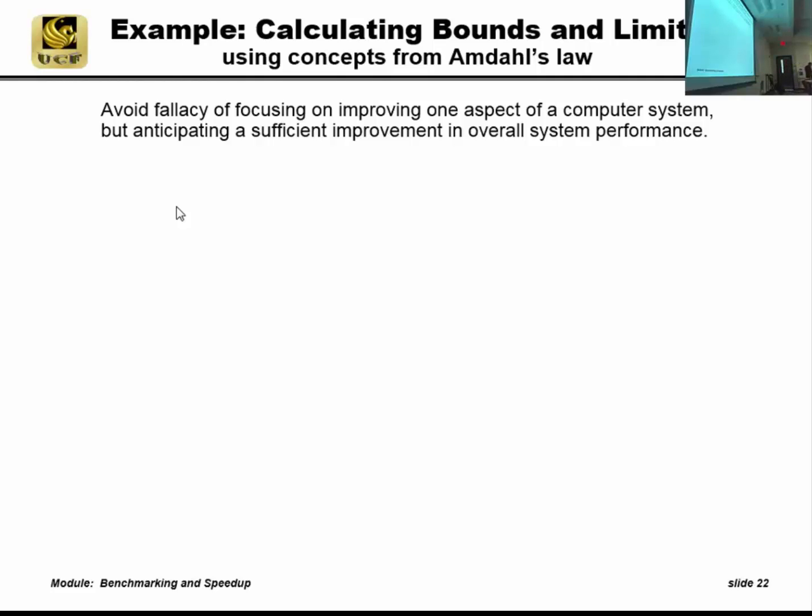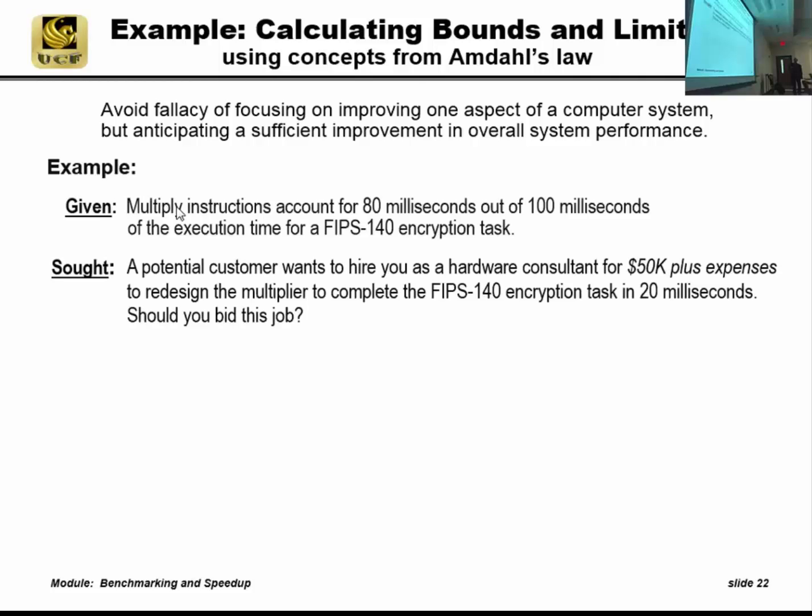Last example, real world, totally real world. You have a company and you're doing consulting, or you want to bid on something, like what Amazon has with the Mechanical Turk thing. You can build little jobs, or you can go and get these tasks. Avoid the fallacy of focusing on one aspect.